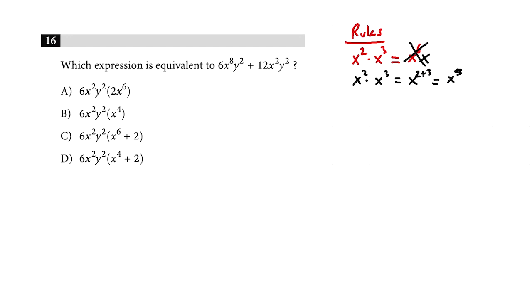Another way people are confused: how about x to the second power to the third power? So I'm going to add them? No, it's different. Power of power, you multiply them. It's going to be 2 times 3, which is equal to x to the sixth power.